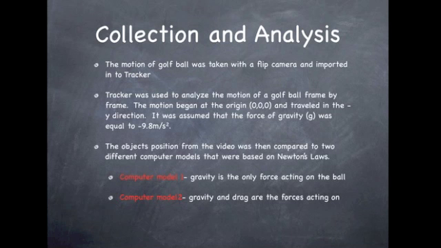Collection and analysis. The motion of the golf ball was taken with a flip camera and imported into Tracker. Tracker was used to analyze the motion of a golf ball frame by frame. The motion began at the origin, 0, 0, 0, and traveled in the negative y direction. It was assumed the force of gravity, g, was equal to negative 9.8 meters per second squared. The object's position from the video was then compared to two different computer models that were based on Newton's laws. In computer model 1, gravity was the only force acting on the ball, and in computer model 2, gravity and drag were the forces acting on the ball.